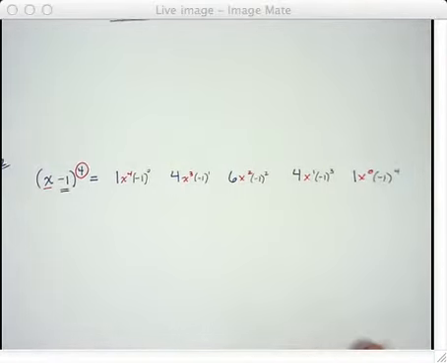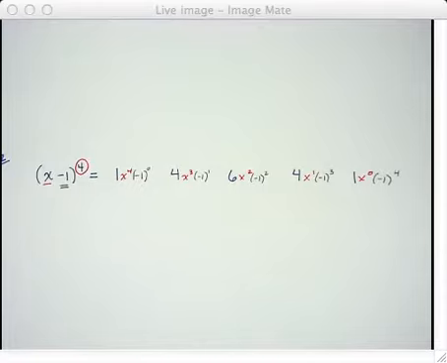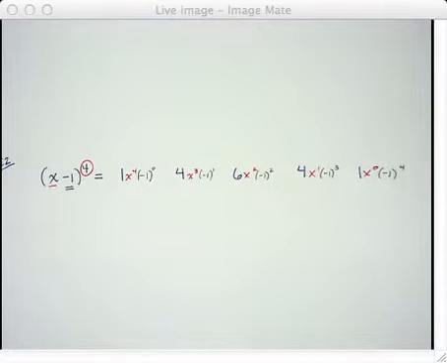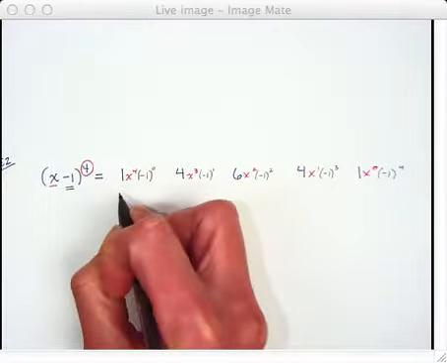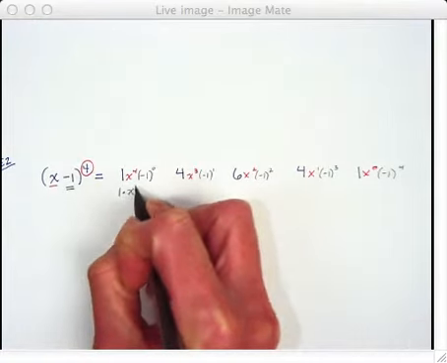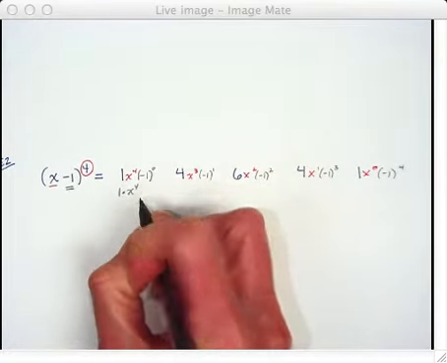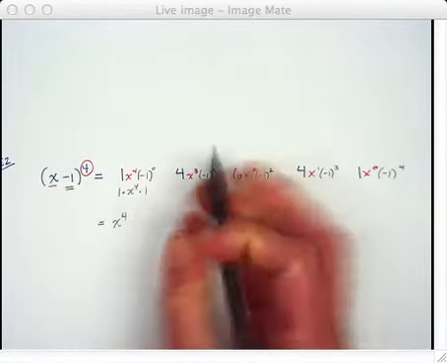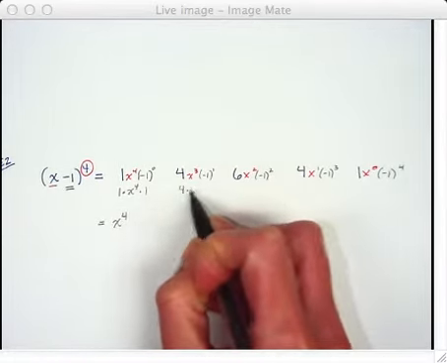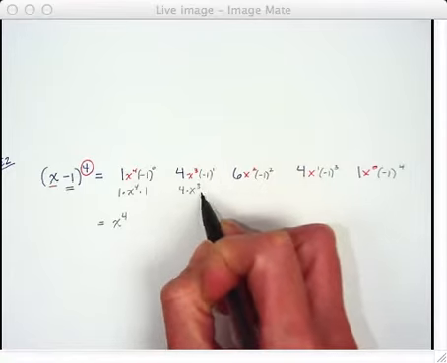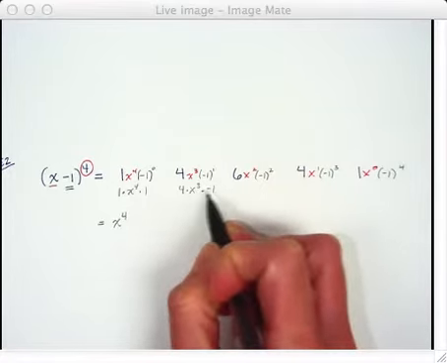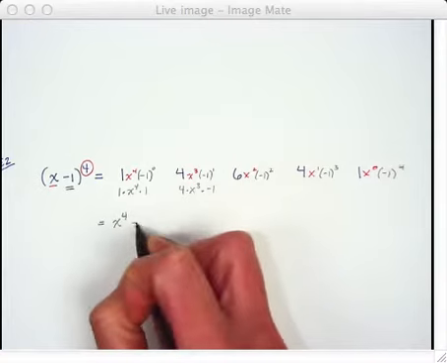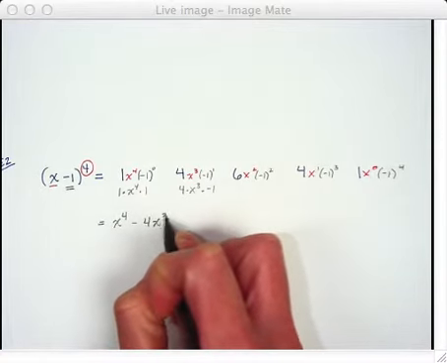All right, so now I just need to simplify each one. So this becomes 1 times x to the fourth, and any base raised to the 0 is a 1. So this would equal x to the fourth. This is 4 times x cubed, and -1 to the first is a -1, and I have to multiply the 4 and the -1, so that becomes -4x cubed.